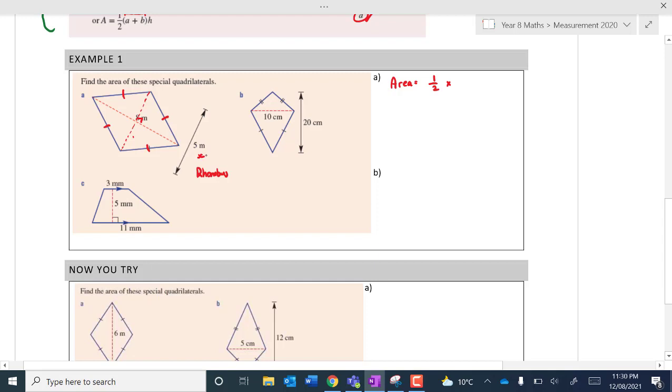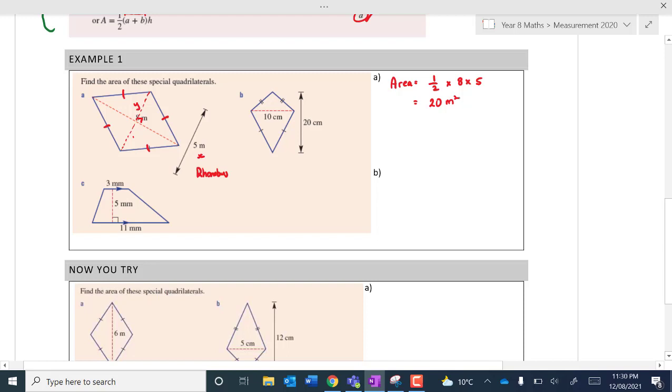So we've got a half times, we'll call this diagonal x, and the other one y. It really doesn't matter which one is which, because when you multiply two things, you're going to yield the same result. So we've got a half times 8 times 5. You can use a calculator. 8 times 5 is 40. A half of 40 is 20. And of course, we're looking at area, so we're looking at metres squared.